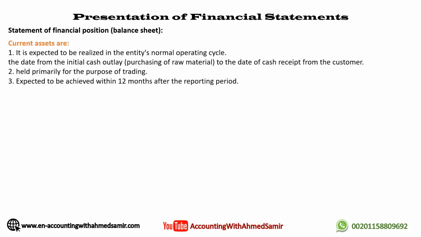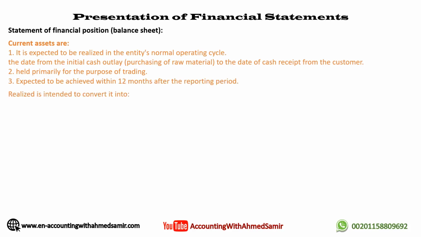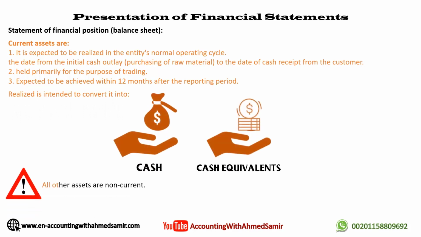Current assets are: 1. Expected to be realized in the entity's normal operating cycle. The operating cycle is the period from the initial cash outlay, purchasing raw material, to the date of cash receipt from the customer. 2. Held primarily for the purpose of trading. 3. Expected to be realized within 12 months after the reporting period. Or intended to be converted into 1. Cash. 2. Cash equivalents. All other assets are non-current.